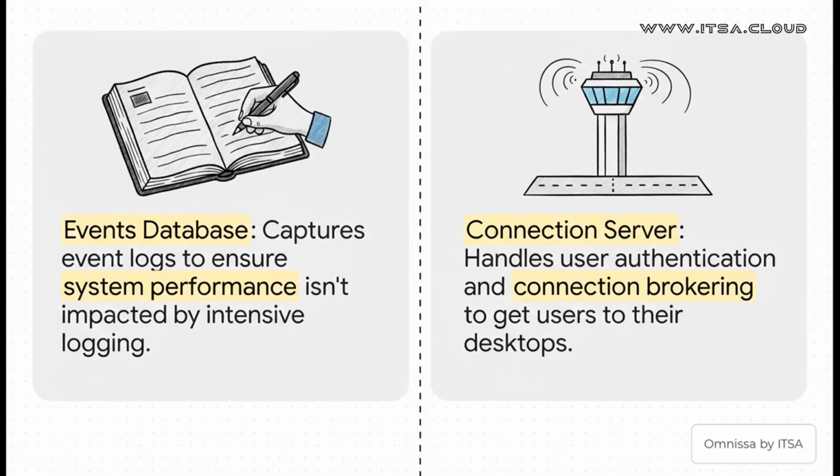Think of your connection server as the busy air traffic controller at a major airport. Its one and only focus is getting those planes, your user sessions, landed safely and fast. The events database? That's the meticulous record keeper sitting in a back office, noting every single takeoff and landing. They have totally different jobs, and keeping them separate ensures they don't get in each other's way.